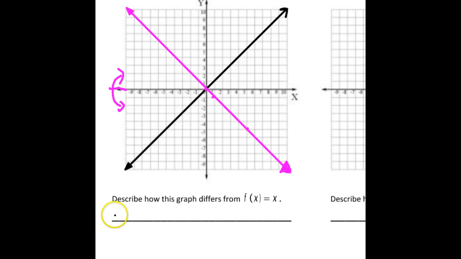So the way we're going to describe this is that y equals negative x is a reflection of y equals positive x. It's a reflection. And technically it's a reflection over the x-axis. So yeah, it flips or it reflects over.